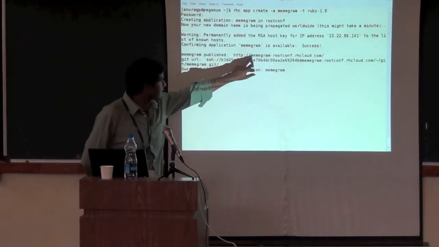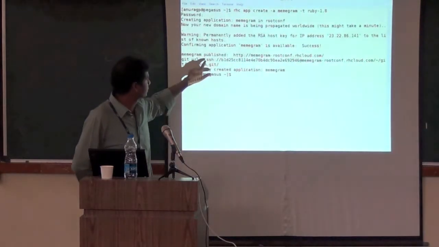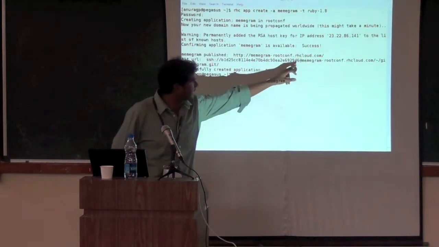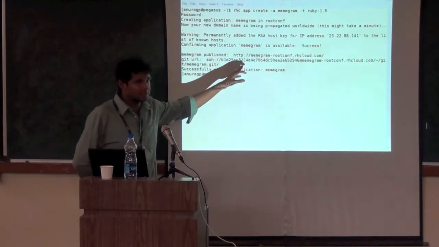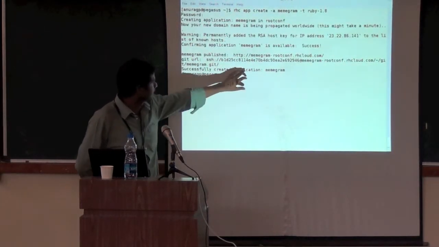So this is what it creates: application name hyphen namespace dot rhcloud.com. This is where you can SSH. This is the unique ID, @, this is your instance. You can directly SSH to the instance and view your shell and databases. This is a Git repo and this is the application name.